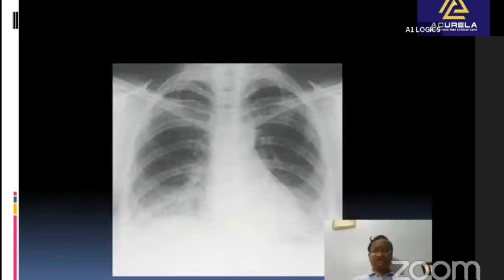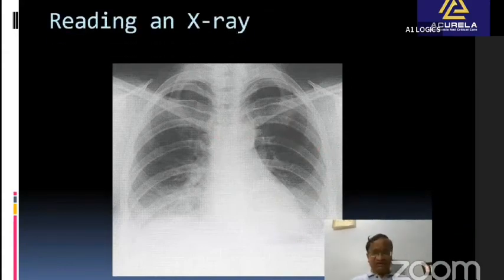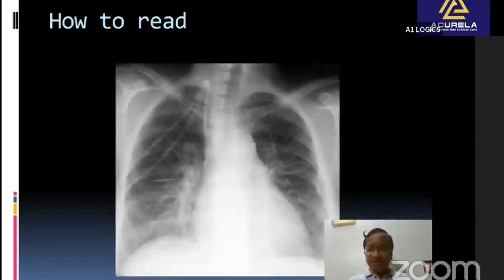What is this? Looks like normal. Here there is nothing seen. Is it exposed normally? Here you can see this clavicle is normal. Bones look normal, expiratory film. Yes, that is a problem in that case.